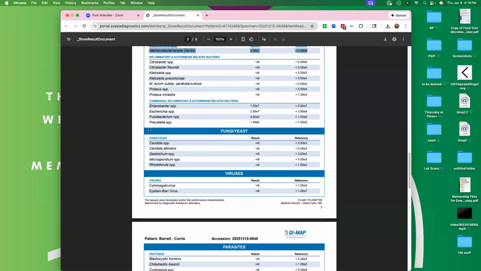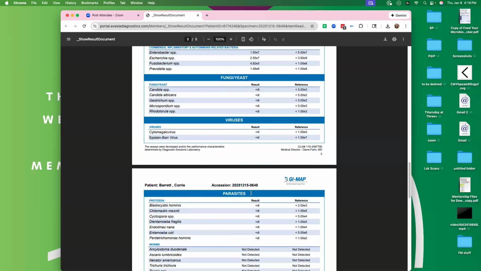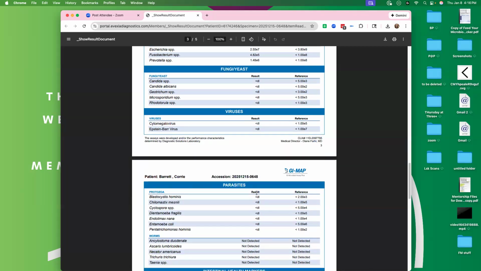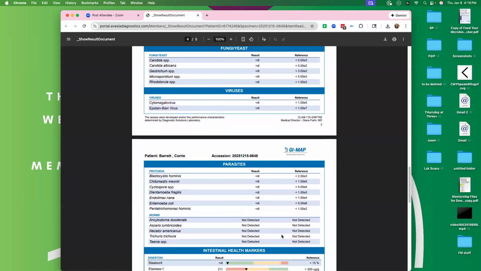You do not have an overgrowth or detectable levels of fungi or yeast, which is good, or viruses, which is good, or parasites, which don't always show up on a stool test, but if they did, we definitely would have to address them.